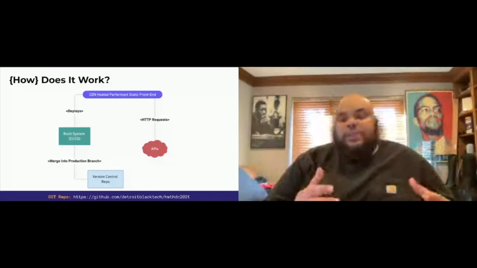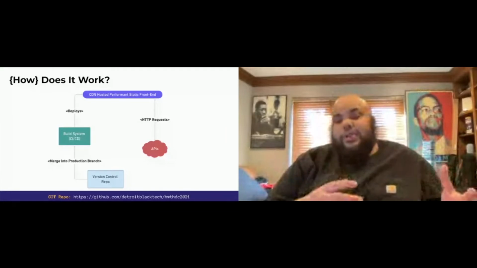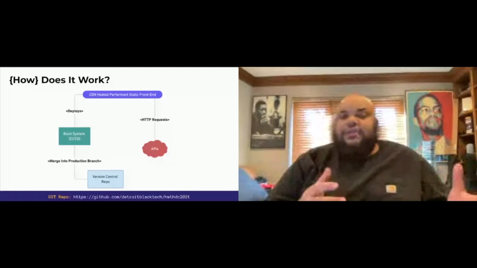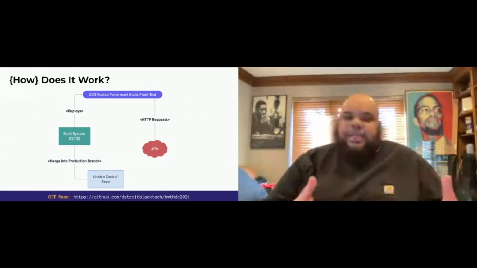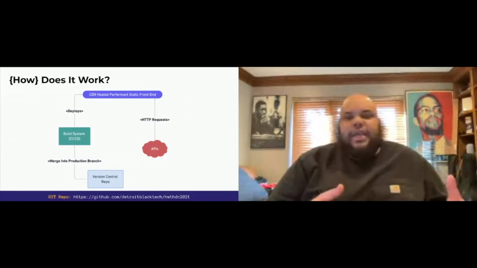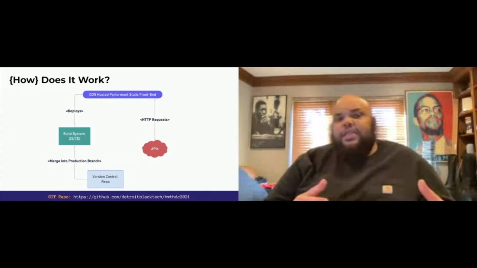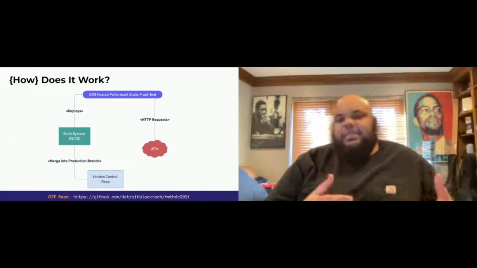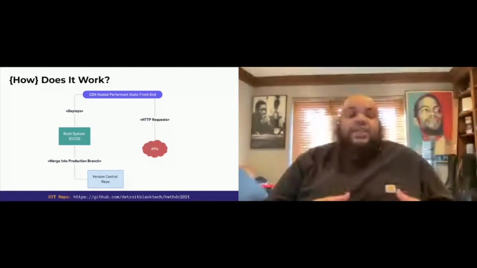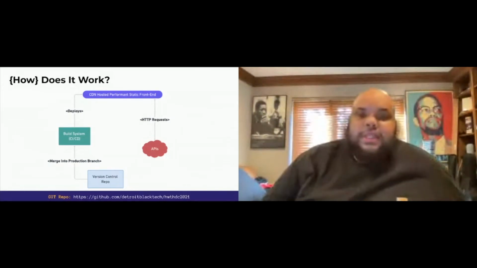When you have a version control repo, the host we're going to use, Netlify, when you merge into your production branch, it kicks off a build automatically. So you have built-in CI/CD, and then it deploys to a CDN that's going to host the static front end. And any communication with your APIs would be through HTTP requests. So we're going to get started with the demo.